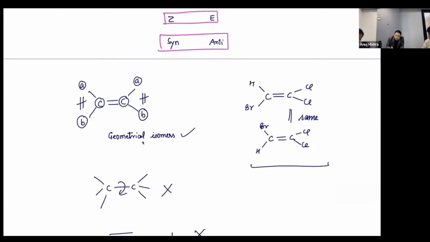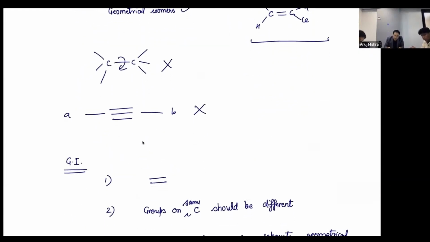If there is a single bond, can it show geometrical isomer? No, because a single bond is free for rotation. It can move freely. So we can't have any fixed setup, right? In that case. Triple bond also cannot give.